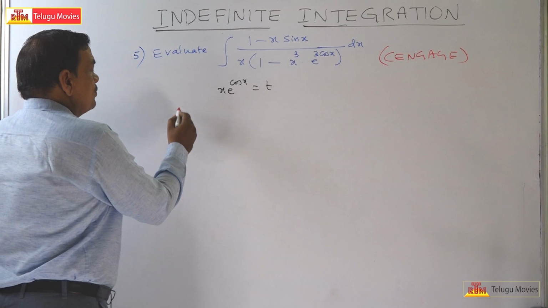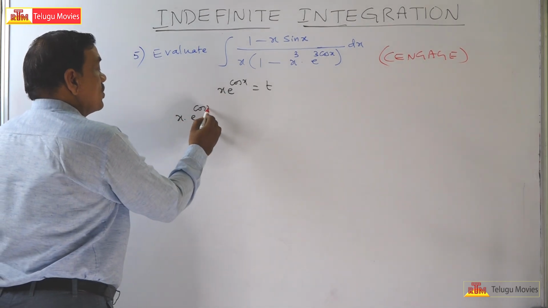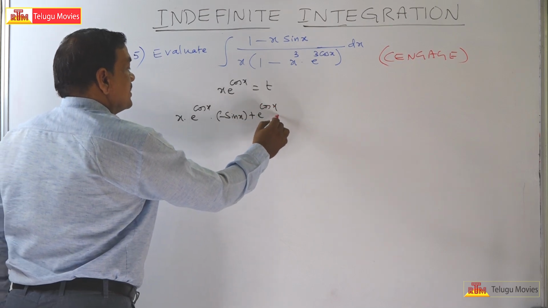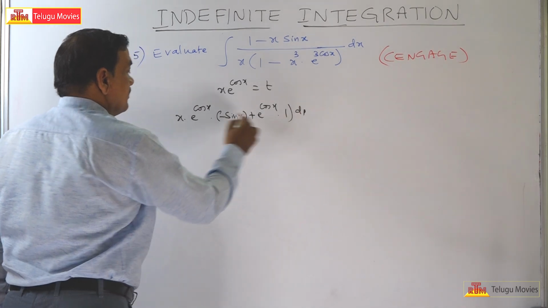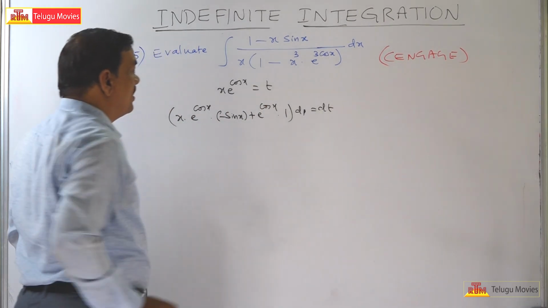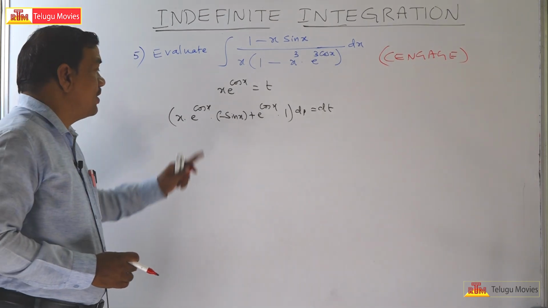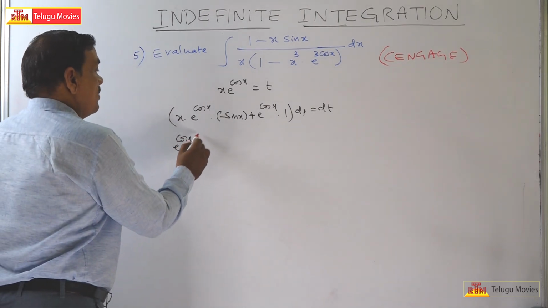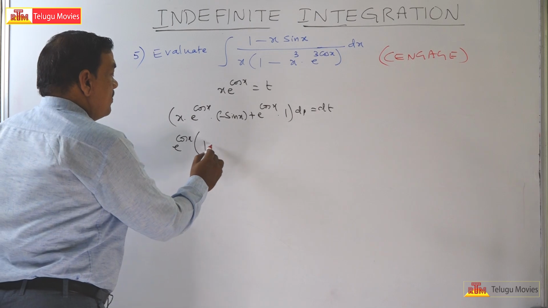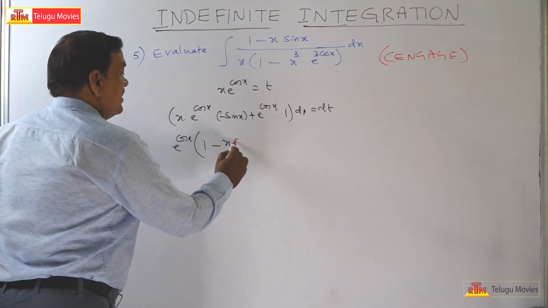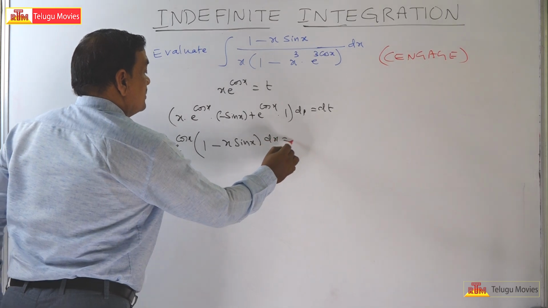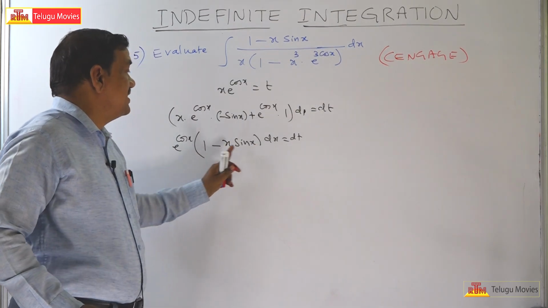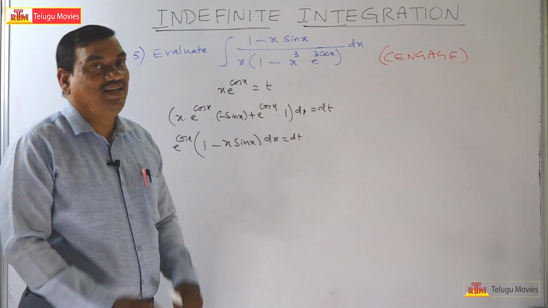Now differentiate. For x into e power cos x, we get e power cos x times derivative of cos x, minus sin x, plus e power cos x into the derivative of x, 1, dx is equal to dt. What can we take common outside? e power cos x, we can take common outside, and inside we get 1 minus x sin x. Very nice. So 1 minus x sin x dx is equal to dt.